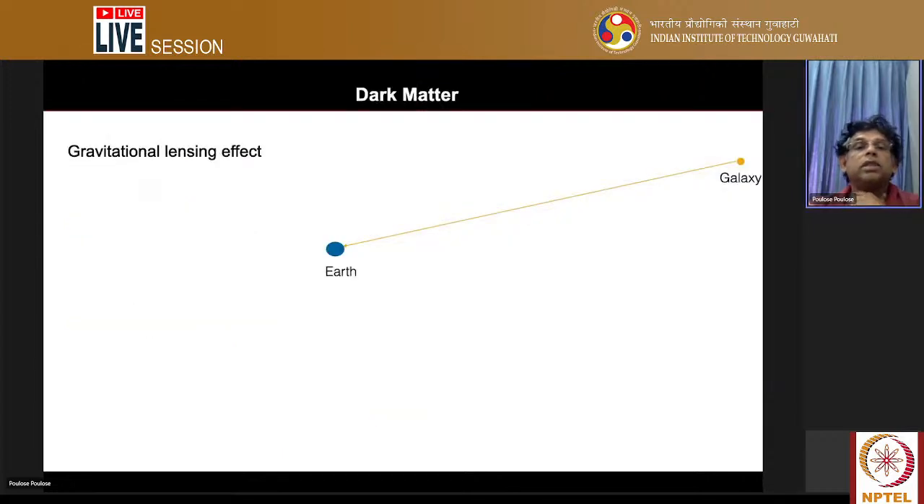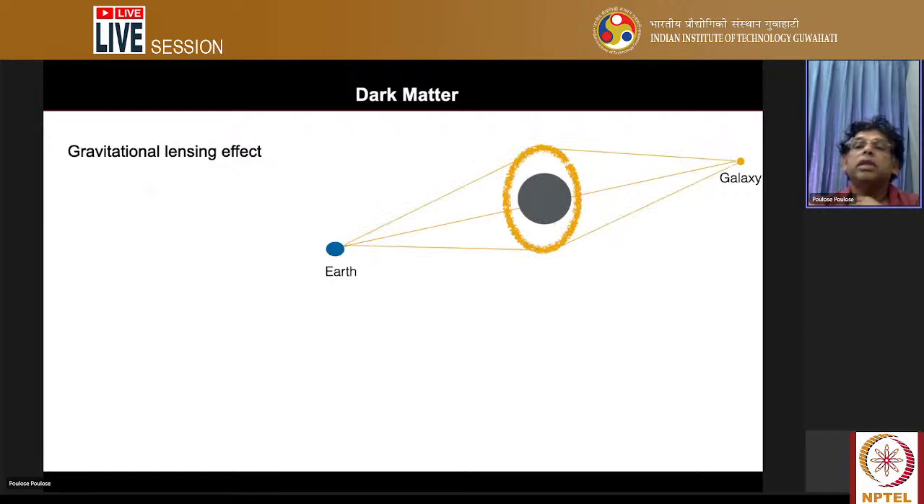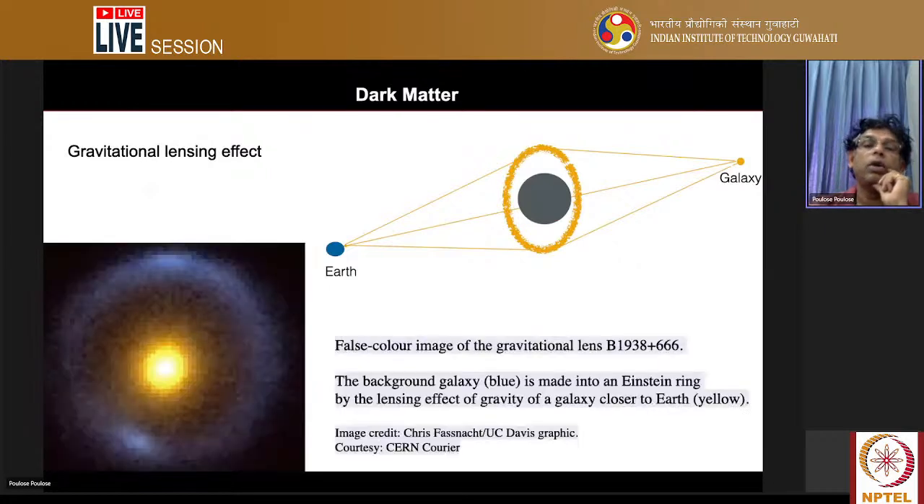There are also other observations like gravitational lensing. If you're looking at some distant galaxy, usually we will see it as a small dot. But if there is some mass or galaxy in between, then we will actually see it as a halo.